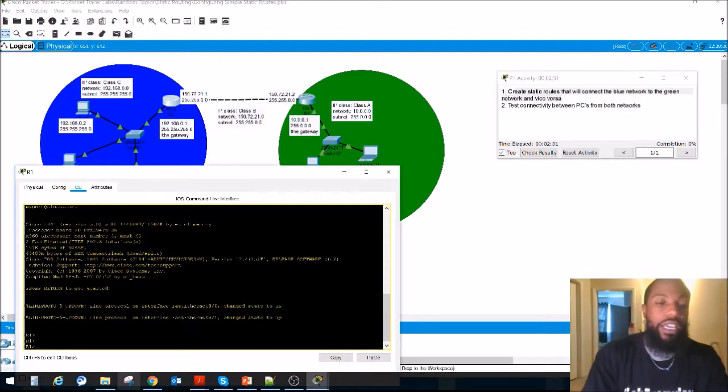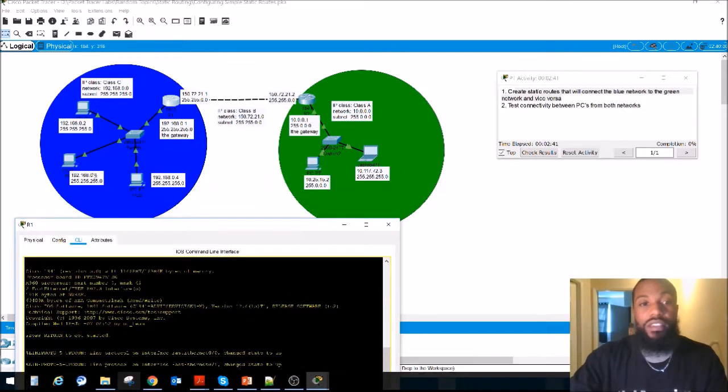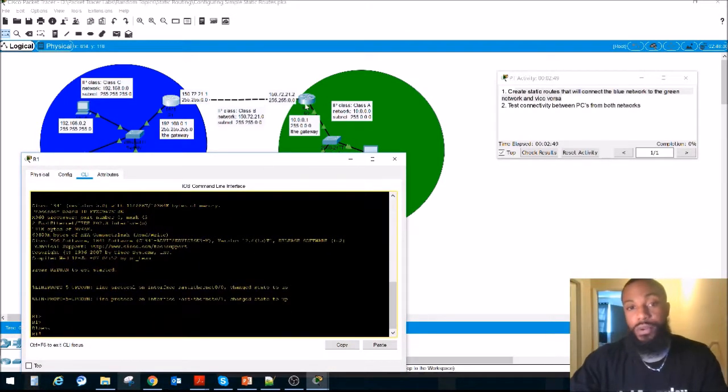Okay, so we go to enable. I'll give y'all a pop quiz. How do you configure a static route? We need to configure a static route from router 1 to router 2. And we need these PCs to ping those PCs over there, right? So take a look at this topology and think about what the route should be from router 1 to router 2.